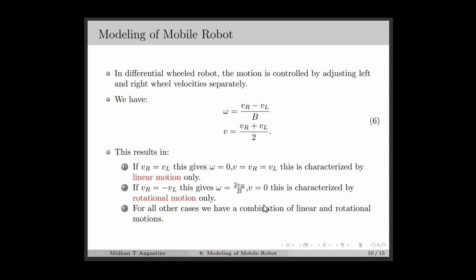Therefore, if we need to drive the mobile robot in a linear path, we just need to make VR equal to VL. And if we want to move the mobile robot from this linear path and make it follow a curved trajectory, we just need to adjust VR and VL accordingly.